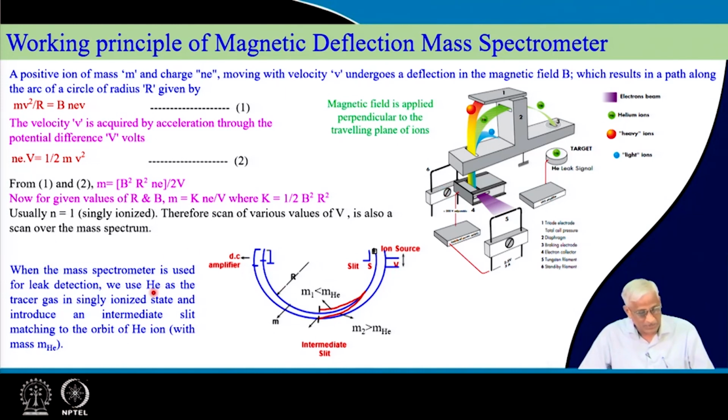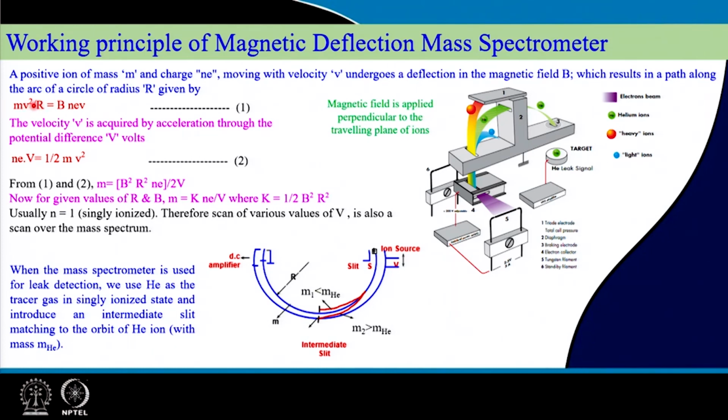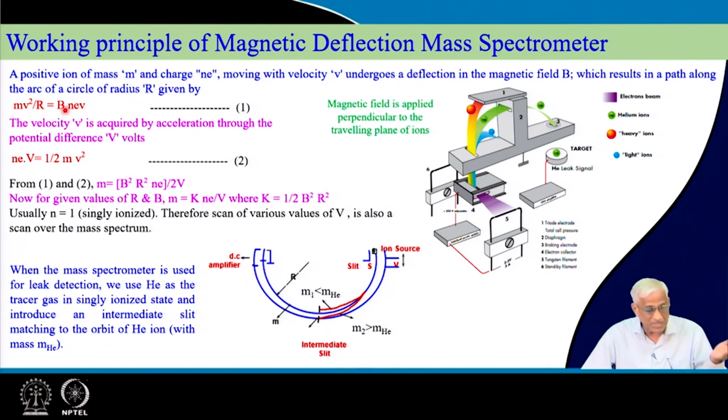So, when the mass spectrometer is used in the leak detection, a singly ionized state, it is stabilized because this slit is calibrated only for helium. And what is the mathematics? For an orbit, there is a centrifugal force for an ion having a mass m, mv square by r. There is a Lorentz force B cross I type NeV, this V is the velocity, E is the charge carrier. For singly ionized thing, n will be 1, otherwise it will be 2.